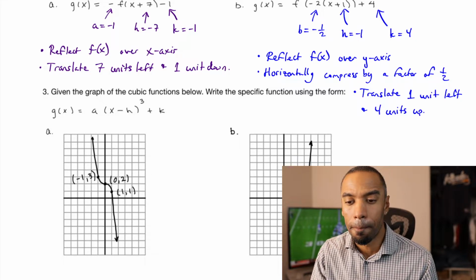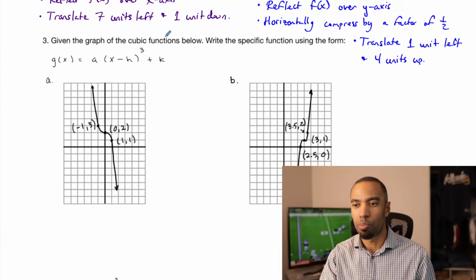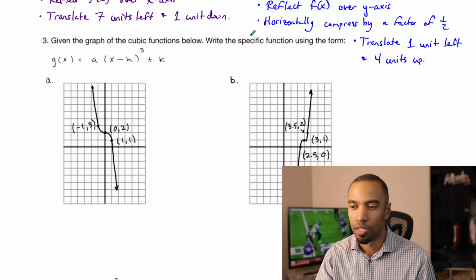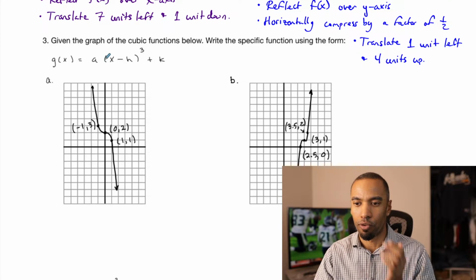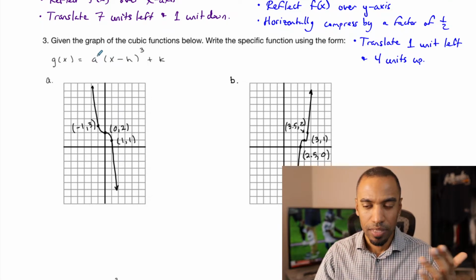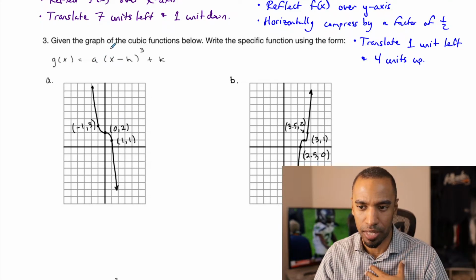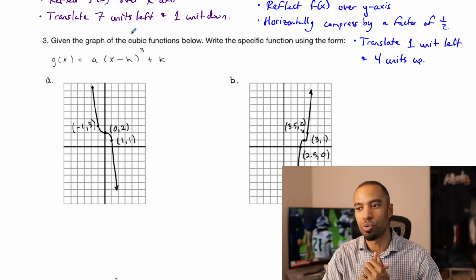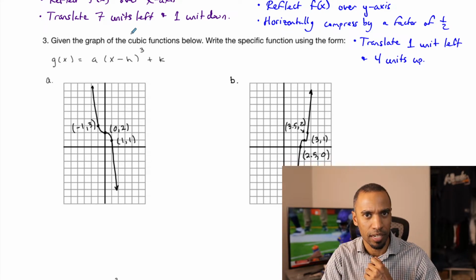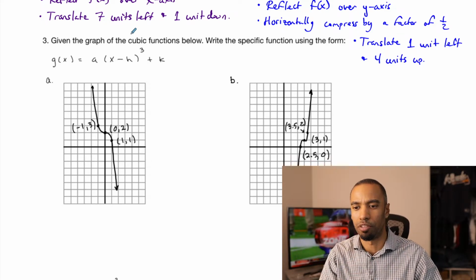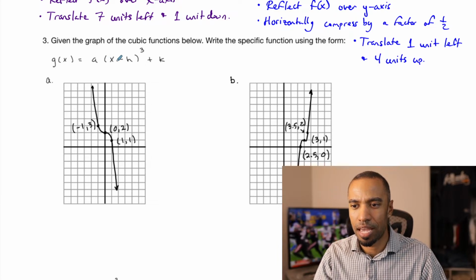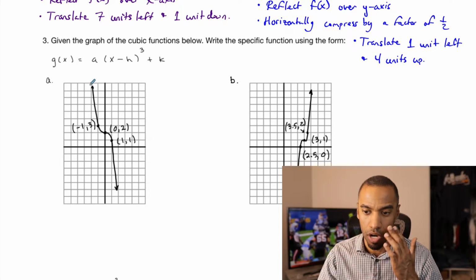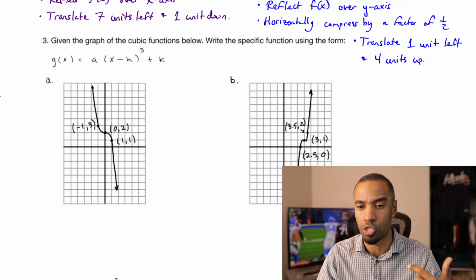Moving forward, right? Number 3, given the graph of the cubic function below, write the specific function using the form. So here, I guess they're forcing it on you using the A. So we need to obtain a vertical stretch factor within this. If we need to use a horizontal stretch factor to justify what we did and then convert it after, I'm totally fine with that. So right here, A times the quantity X minus H cubed plus K. Same kind of thing, guys. Just understand what the transformations are based on your knowledge of what cubic functions do and how they operate.